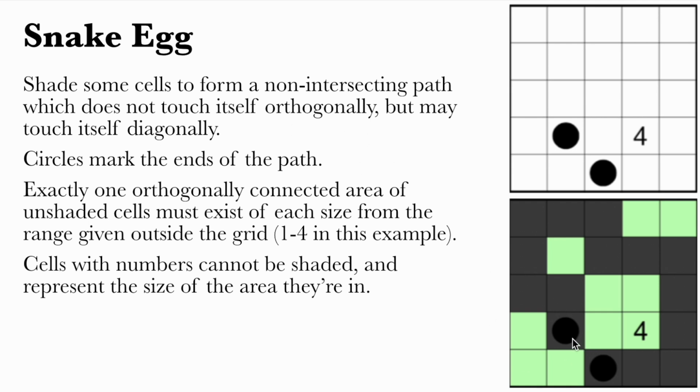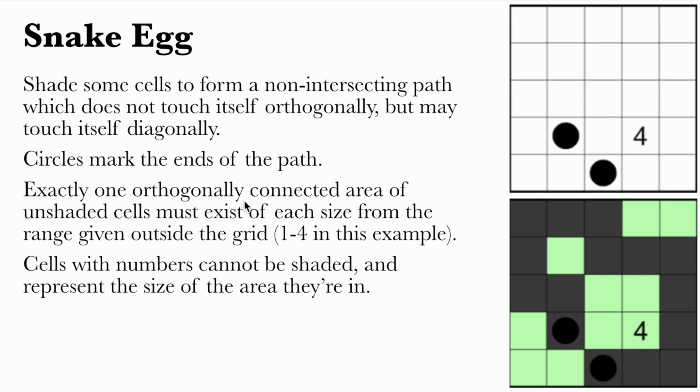That means, as you can see in this example, we can trace a path going horizontally and vertically through the grid, and it's okay if that path touches a corner of the path, but it can't touch on an edge, so this could not go one cell farther south. Circles mark the ends of the path, so these two circles indicate those are the start and finish of the path, wherever it goes.